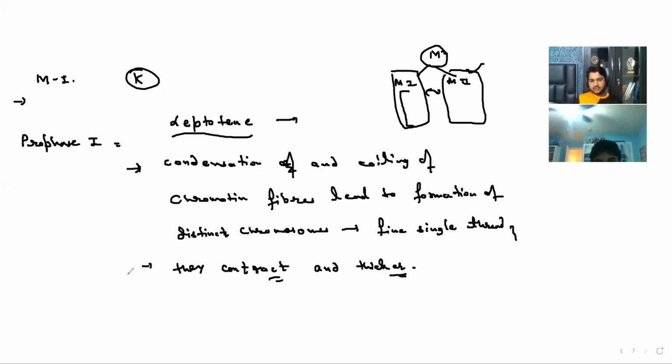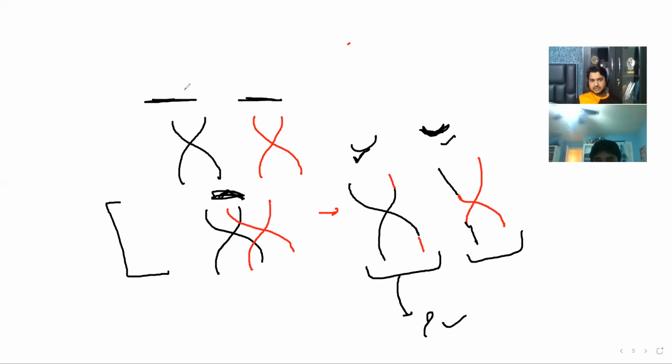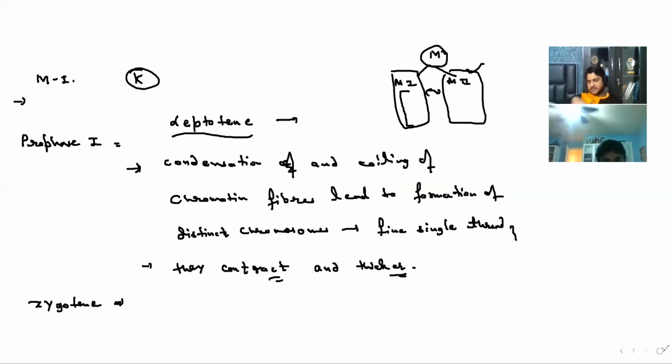Now these things are only happening in leptotene. I showed you this one, which is known as the homologous chromosome. Like right now, if I talk about myself, my body has dad character and mom character, right? So this is the homologous chromosome. Before I release these sperms, there should be recombination, there should be crossing over, right?